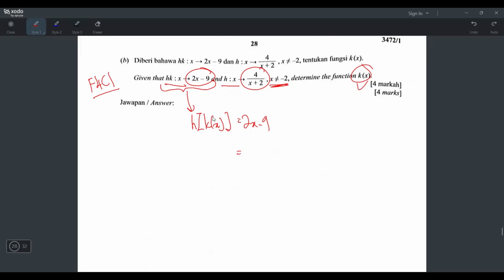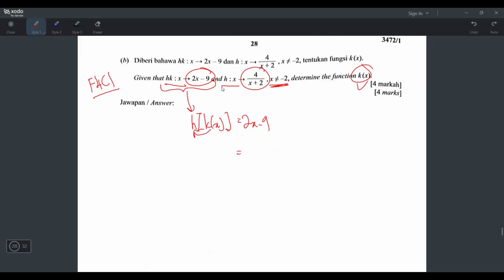Kalau dalam tak ada, you tengok luar. Because kalau dalam tak ada, luar mesti ada. If the inside function doesn't have, means the outside function mesti have one. Takkanlah dua-dua pun tak ada. It's not possible if both also don't have. If both also don't have, then no need to do already. So yeah, luar mesti ada.